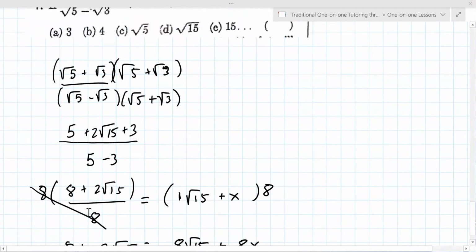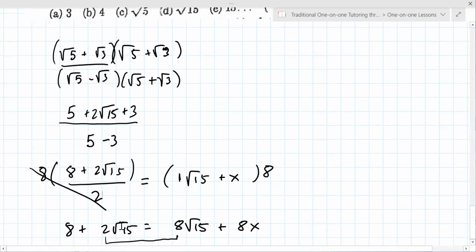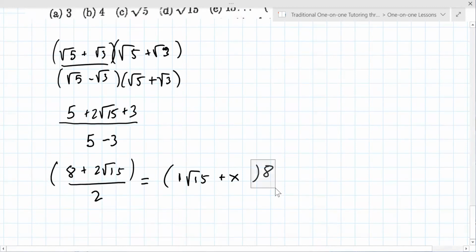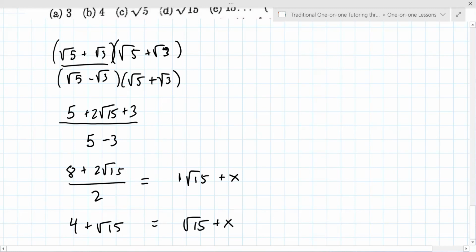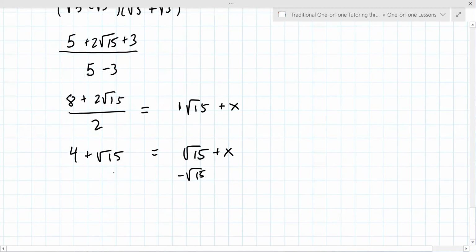Oh, you know what? I made a mistake here. This is 2. That does change this. Okay, I'm sorry. Now it does work. I made so many mistakes on here. So when we divide both of these by 2, this actually works. I can't believe this. You get 4 plus square root of 15 equals square root of 15 plus x, and then you just undo this. You subtract square root of 15, so you get x equals 4.